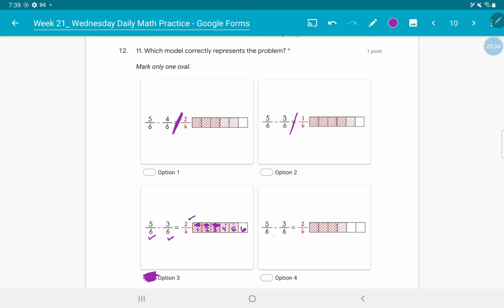If we go ahead and look at option 4, we can see that it's not correct because they only started with 1, 2, 3, 4 of the 6ths shaded. The model shows 4/6 minus 3/6 equals 1/6, not 5/6 minus 3/6 equals 2/6.